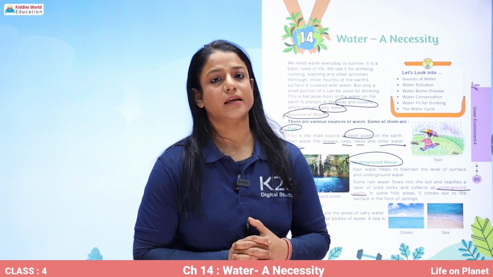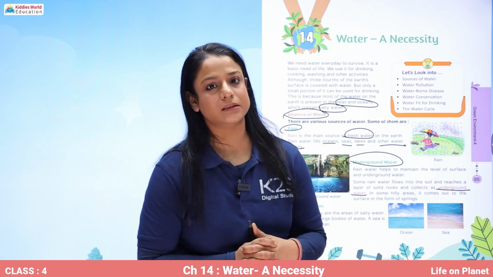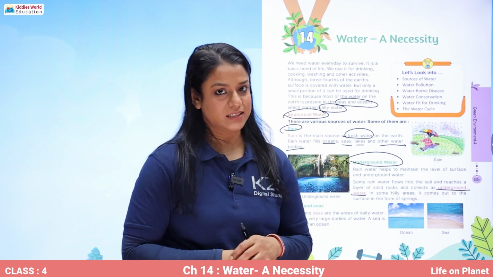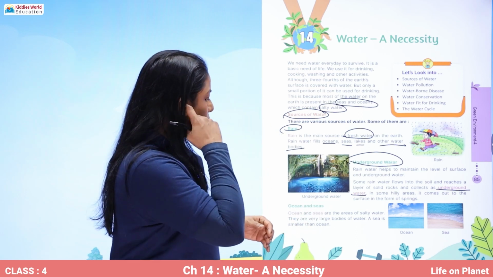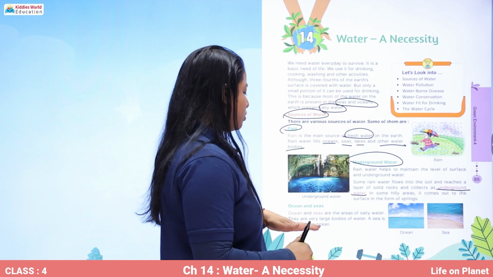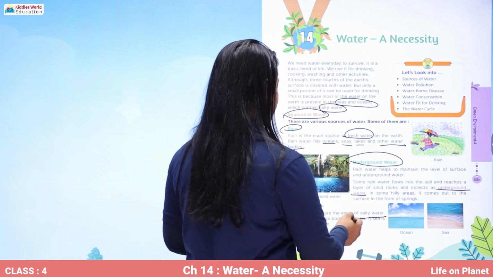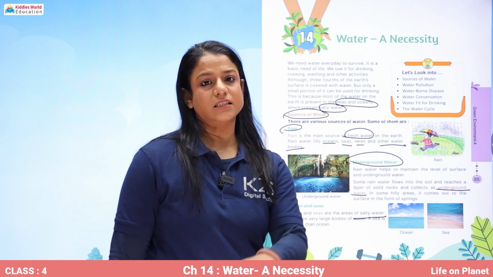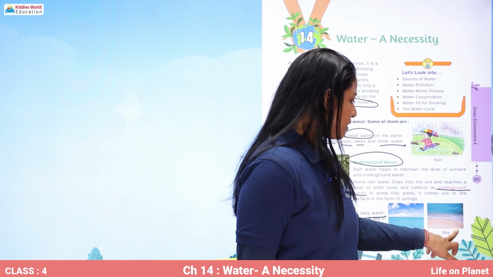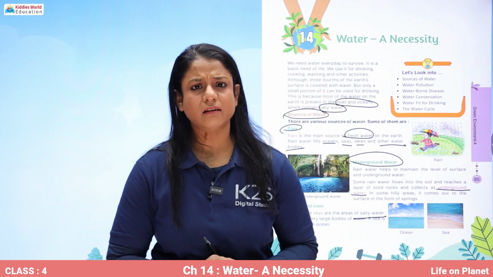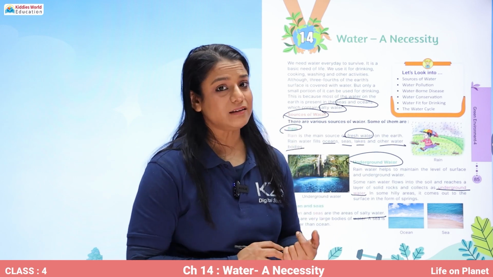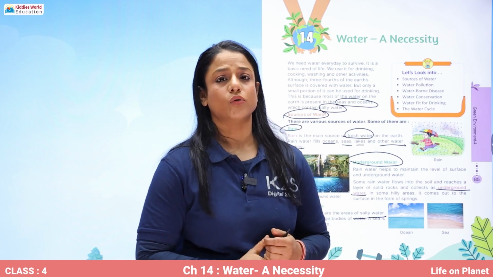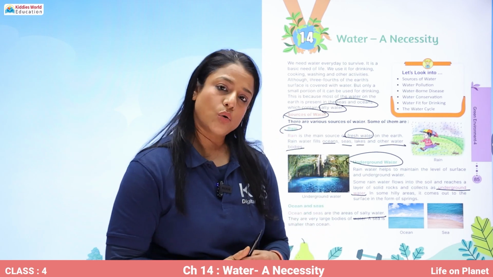Okay, so in some hilly areas, the water that goes underground comes out in the form of springs from under the ground itself. Now, oceans and seas. Oceans and seas are the areas of salty water. They are very large bodies of water, but a sea is smaller than an ocean. So, sea, when we go on the beach side, that's a sea. Okay, ocean, we have Pacific Ocean, Arabian Ocean, Indian Ocean. All these are the oceans.